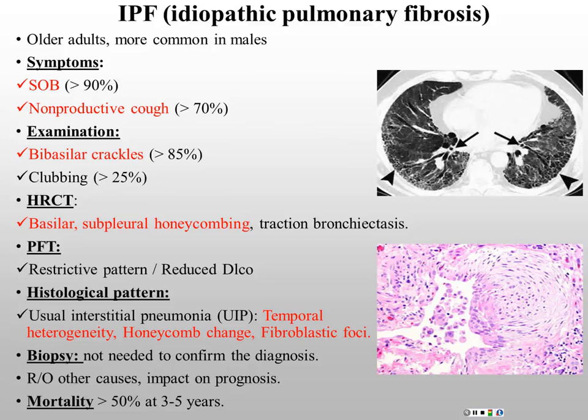Idiopathic pulmonary fibrosis, you will have lung fibrosis, bad CAT scan, chronic symptoms, physical examination. Just remember clubbing and crackles, basal crackles. You can hear these in up to 85% of the patients with idiopathic pulmonary fibrosis. Usually the distribution is peripheral at the bases. You don't need a biopsy to diagnose IPF.